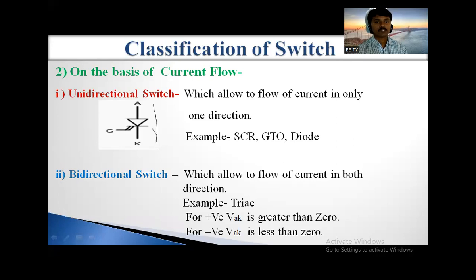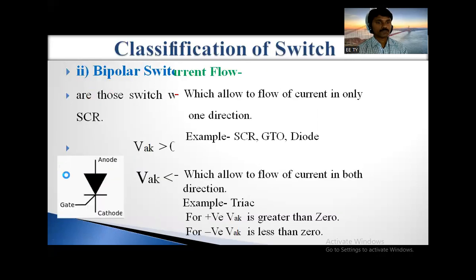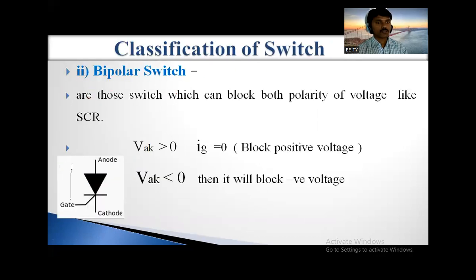It is clear? The current cannot flow from cathode to anode. So this is the thyristor, and this is the GTO. The current can flow from anode to cathode. There is no chance for the current to flow from cathode to anode. That's why this device can be considered a unidirectional switch.